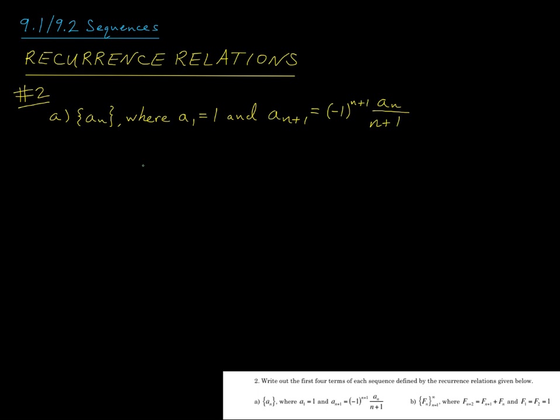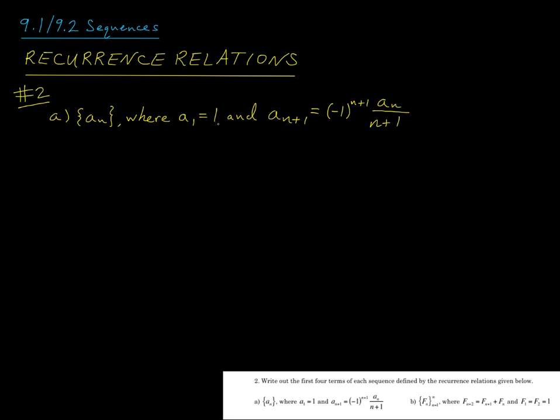So here in this video, we're going to look at the second problem on the 9192 worksheet. It says to write out the first four terms of each sequence defined by the recurrence relations given below. All right, so what's a little bit different about these problems is that the sequence is described in what we call a recurrence relation.